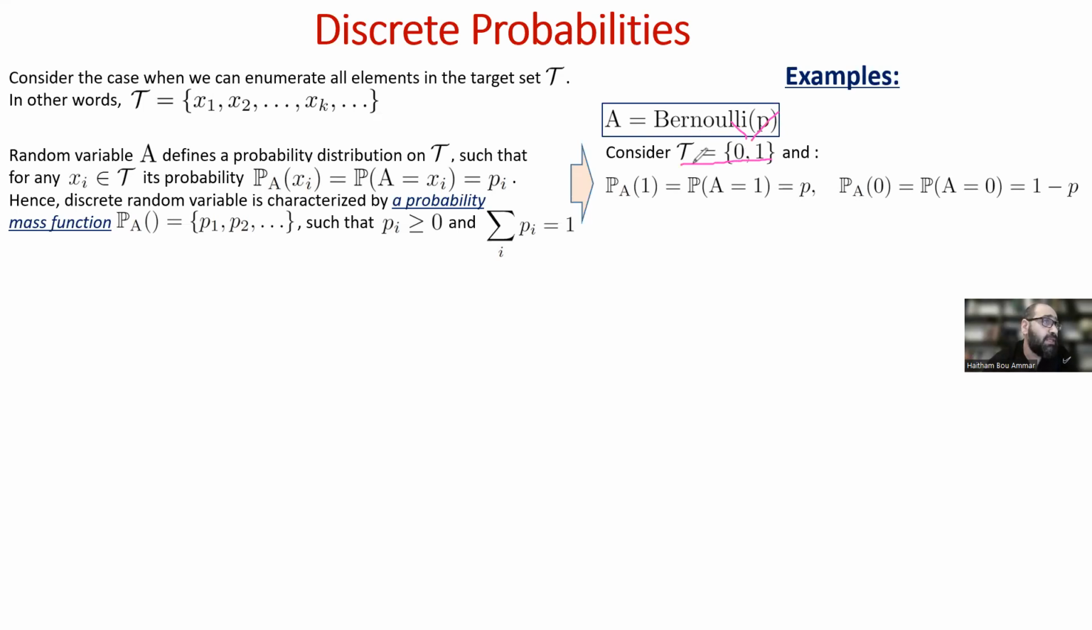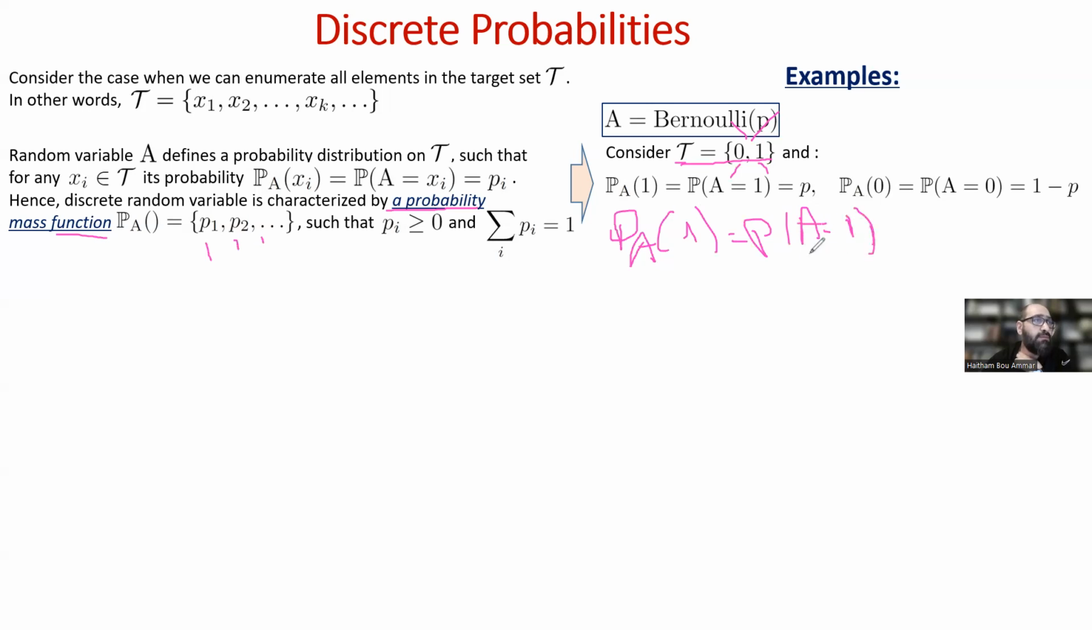So this is the T we are interested in. And now, because we have that random variable and we have this set T, that random variable will already be characterized by a probability mass function. That's the probability mass function, which is the probability of P1, P2, P3, and so on. But in our case, we only have P1 and P2. So now P_A of the first thingy is equal to P of A equals 1.